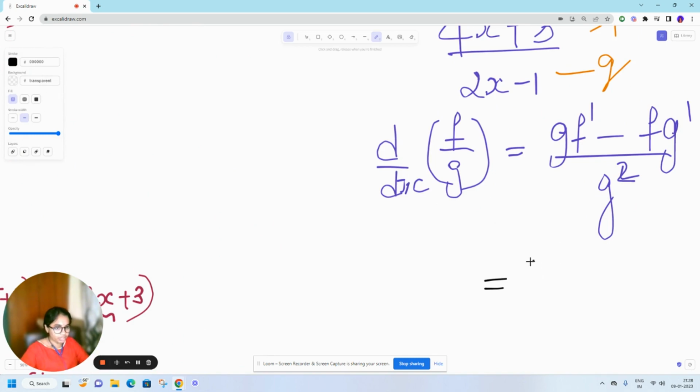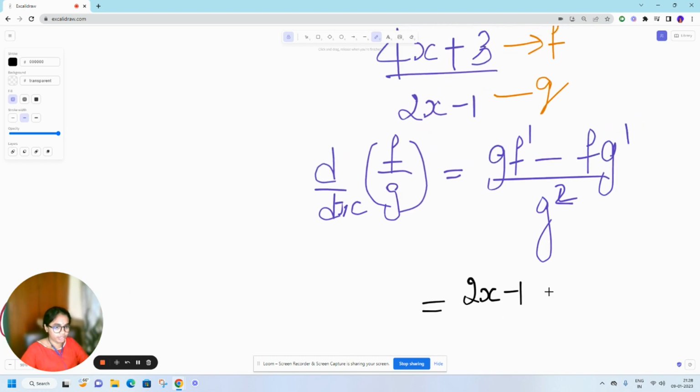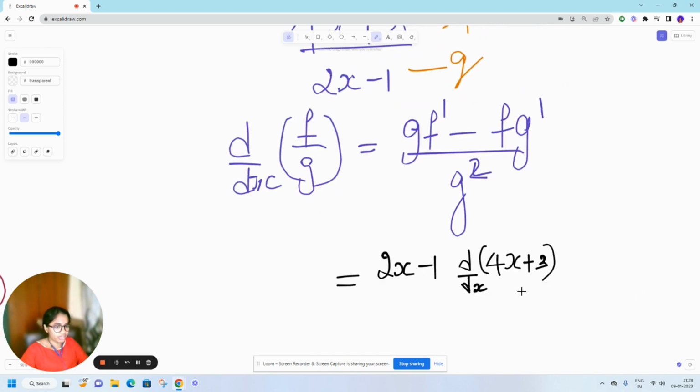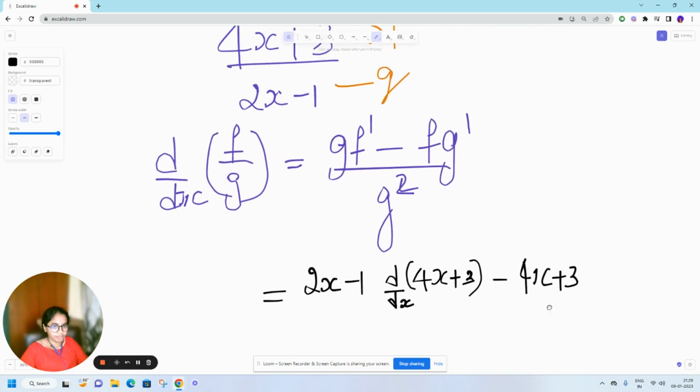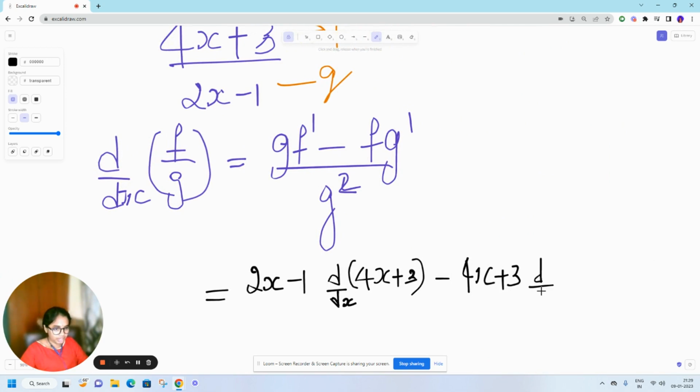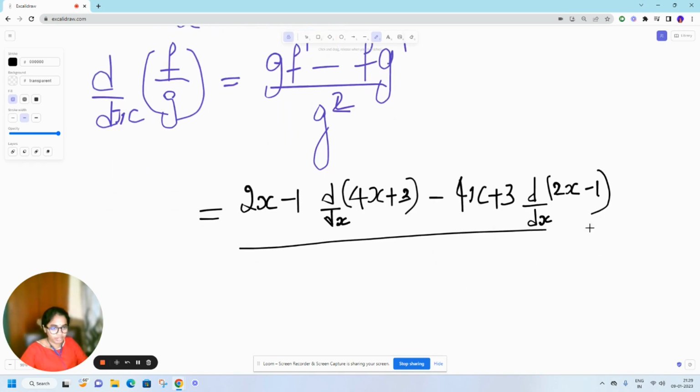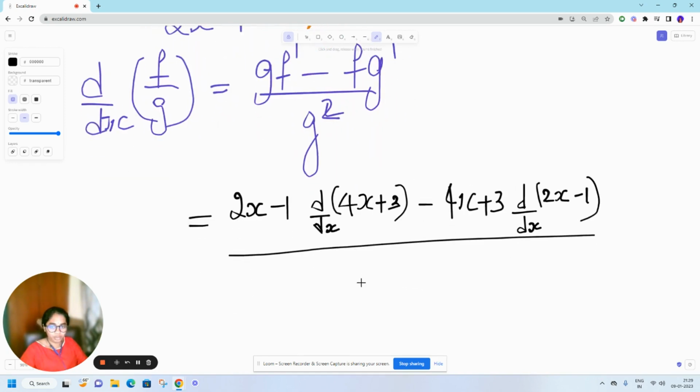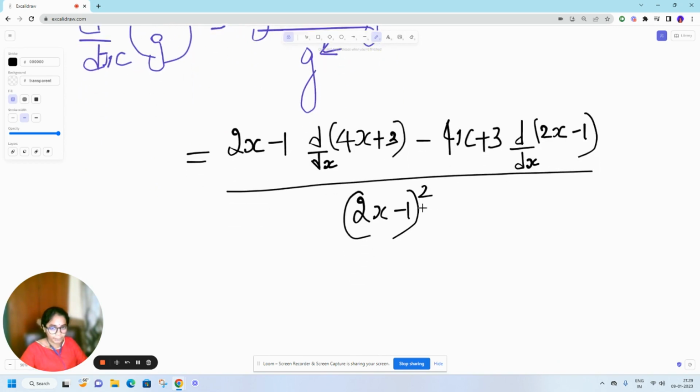I would get 2x minus 1 and the derivative of the numerator, that is d by dx of 4x plus 3, minus the numerator as it is, that is 4x plus 3, and then the derivative of the denominator, that is d by dx of 2x minus 1, the whole thing divided by denominator square. What is the denominator? It is 2x minus 1 the whole square.